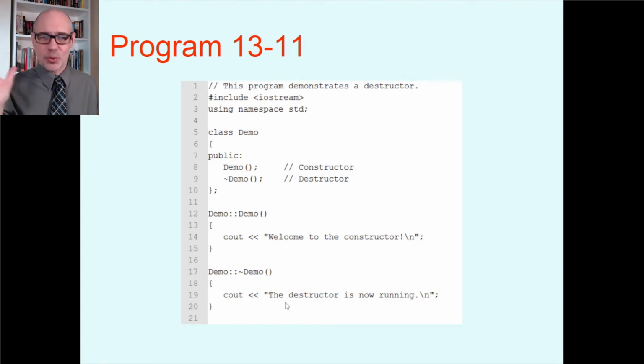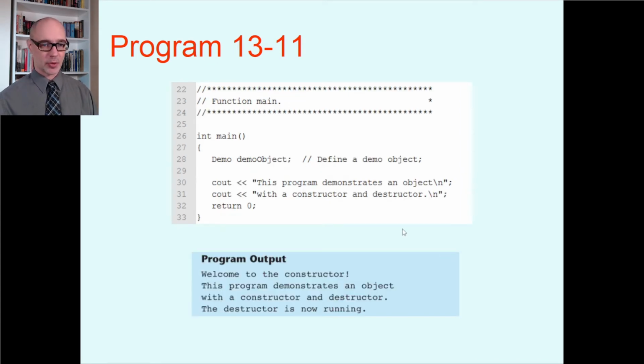Now, these are not things you would ever want in constructors or destructors. You don't want printing statements or counts in constructors or destructors. That is not the point of them. Constructors are meant to initialize data, allocate memory, or open a file. Destructors are meant to deallocate memory or close a file. You don't want count statements in them. But just for demonstration purposes, just to show that they're happening, that's what's happening in program 1311.